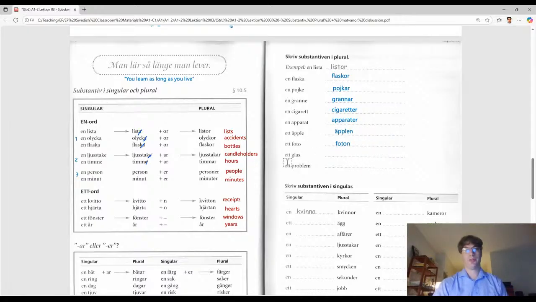Ett glas, it's an et word, but this one ends on a consonant. What happens in plural? No change. Ett glas, många glas. There we go.